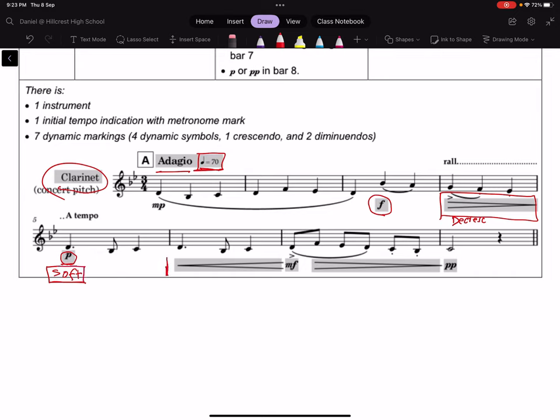You need to get where it started to rise. So here's your hairpin. It's a crescendo again. And then we've got the diminuendo or decrescendo. So diminuendo, decrescendo, they're the same thing. Okay, so listen to it one more time. This is the official answer.